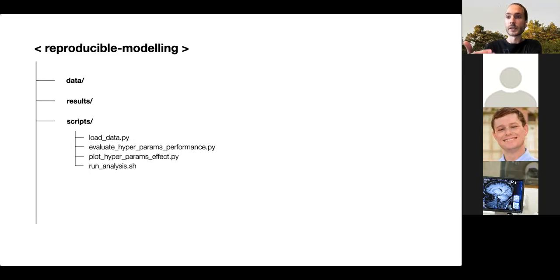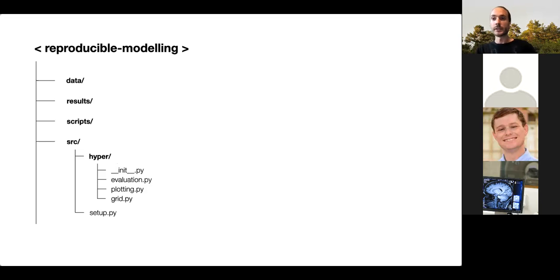Then you could have a folder for all the scripts that you use in your analysis. So ideally, you create one script for each self-contained step of your analysis. In our case, for example, you could have a script that loads your data, so downloads it from scikit-learn to your directory. Then a script that performs cross-validation with different hyperparameter settings, which is here called evaluate hyperparams performance. And then a script that creates the figure given the results from this evaluation, which is here plot hyperparams effect. And then there's a fourth script in this folder, which allows us to run the entire analysis, which I will talk about later.